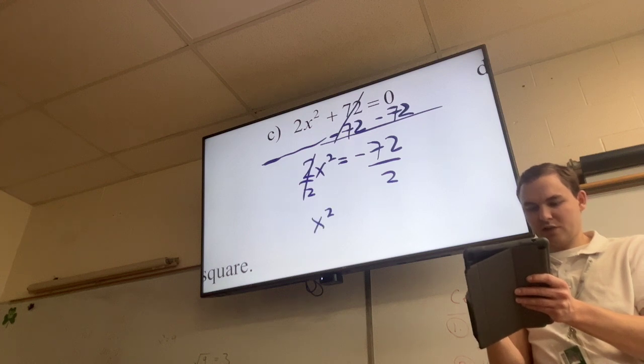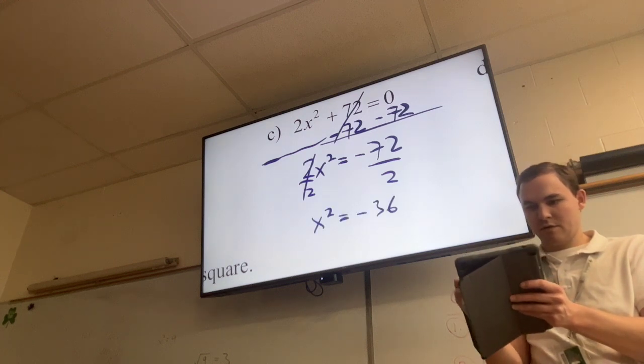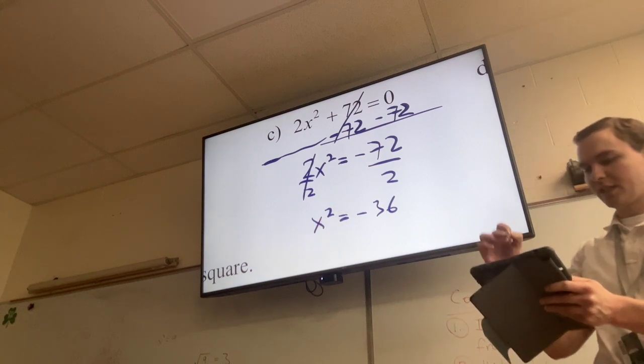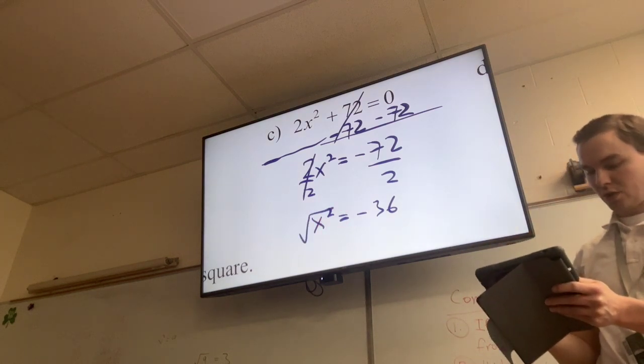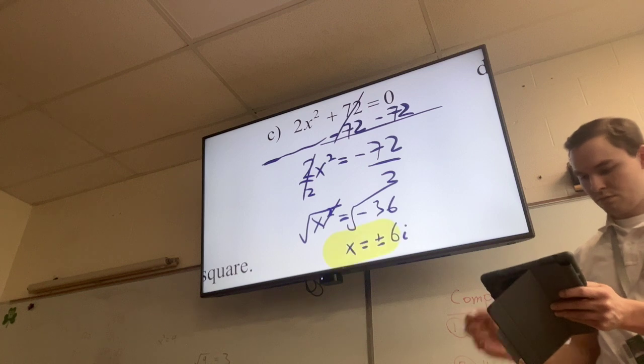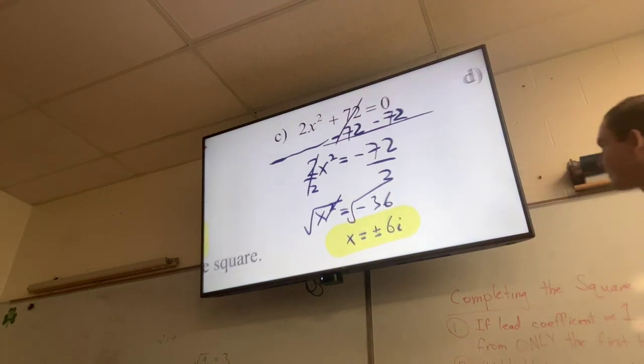So now I have x squared by itself. I have just the square stuff by itself. Now I do what at this point? Square root. So I have x equals plus or minus 6i. All right, that's it.